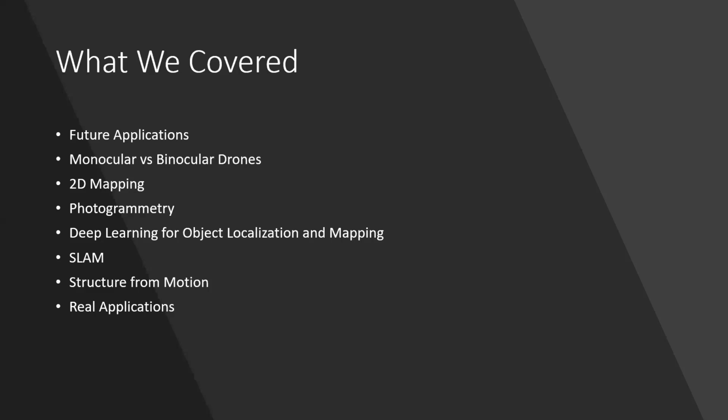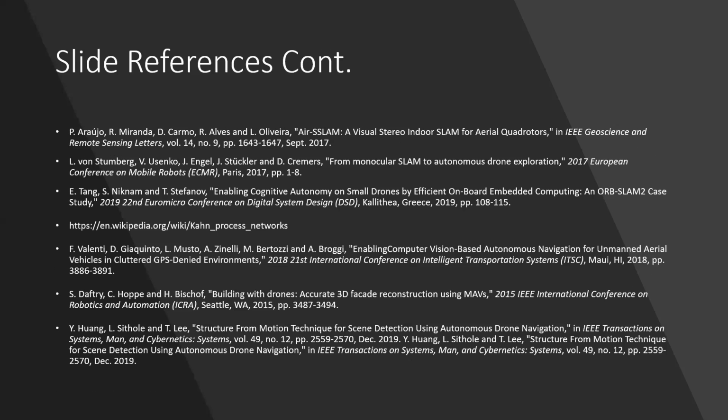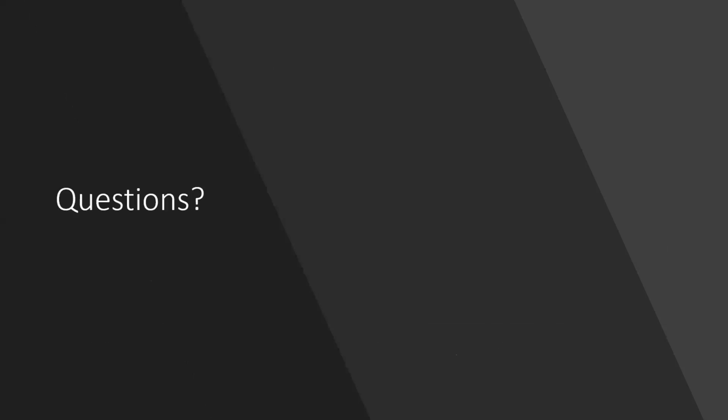So basically what we covered was some of the future applications, the problems with drones, particularly monocular versus binocular, 2D mapping, photogrammetry, deep learning, SLAM, SFM, and real applications that people have gone and implemented. All of the slides had references, and I've compiled them here at the end to make this easy. And that is the end of my presentation. Thank you.